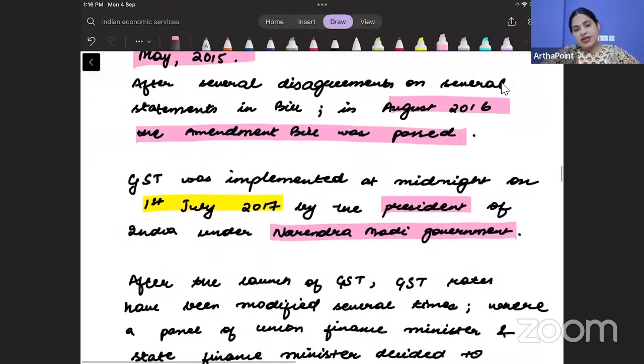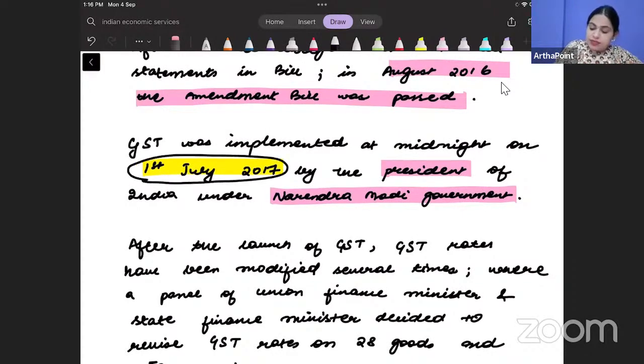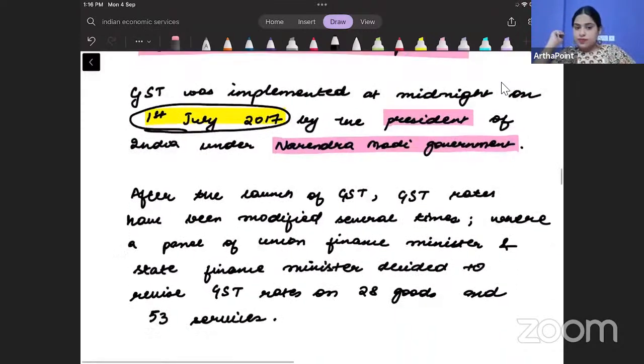The amendment bill was passed in 2016. The most important date, on 1st July 2017, GST was implemented at midnight by the president under the Narendra Modi government. So finally on 1st July 2017, beta, at midnight, that means between 30th June and 1st July at 12, the moment you strike 1 July, this bill was implemented, right, under the Narendra Modi government.